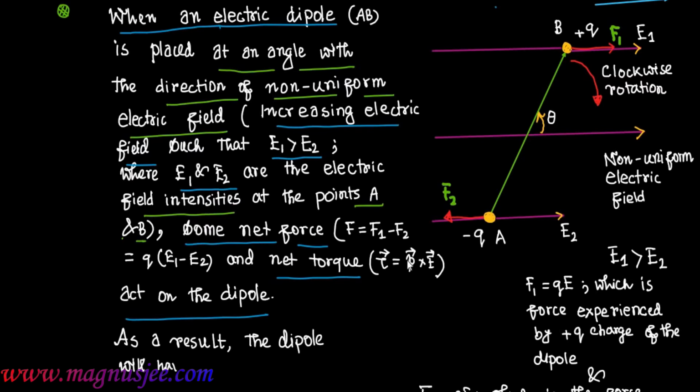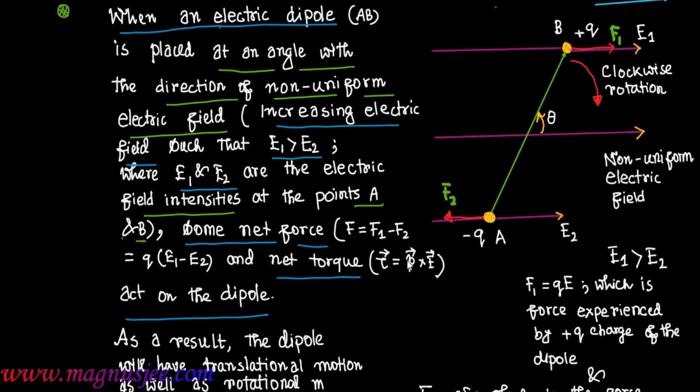As a result, the dipole will have translational motion as well as rotational motion. The dipole will have translational or linear motion under the action of the net force, as well as rotational motion under the action of the torque tau. As a result, the dipole will have translational motion as well as rotational motion.